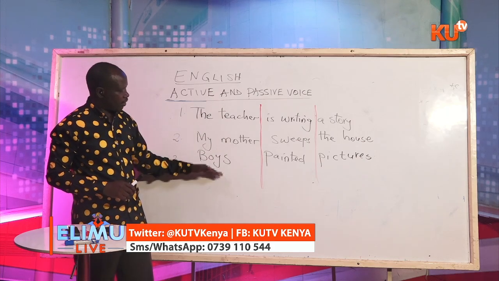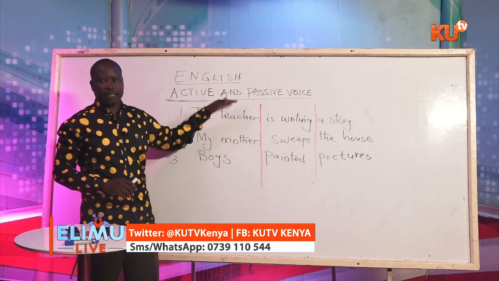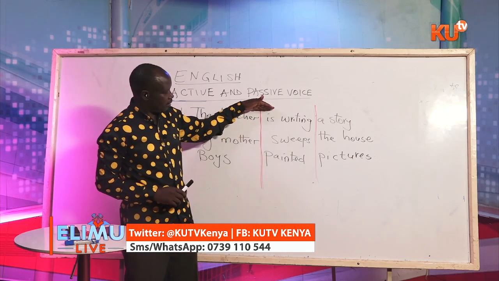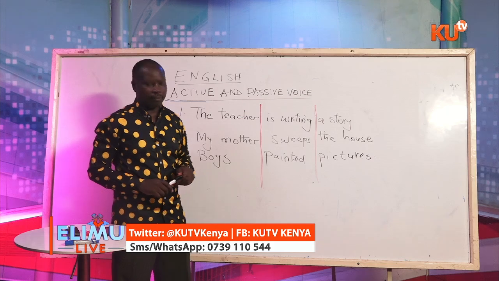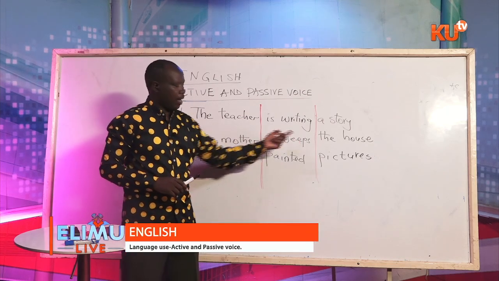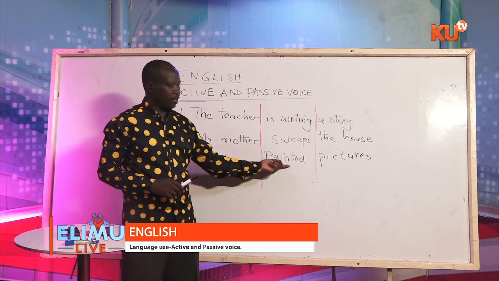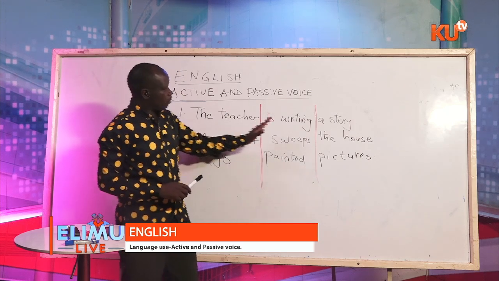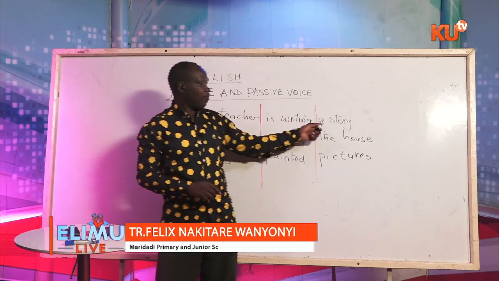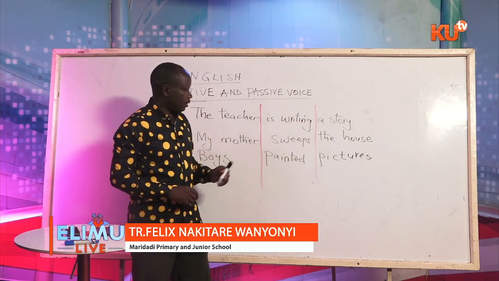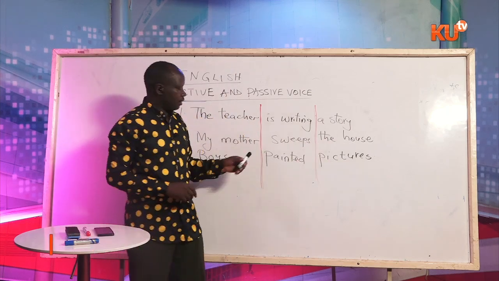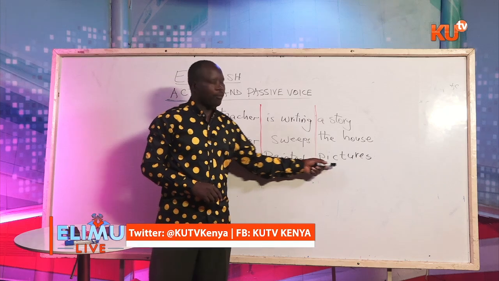So this is the first part of each of the sentences. Then the second part: in the first sentence, the second part is writing. In sentence number 2, the second part is sweeps. And in sentence number 3, painted. Then the third part of each of the sentences: in the first sentence, we have a story. In sentence number 2, we have the house. And in sentence number 3, we have pictures.